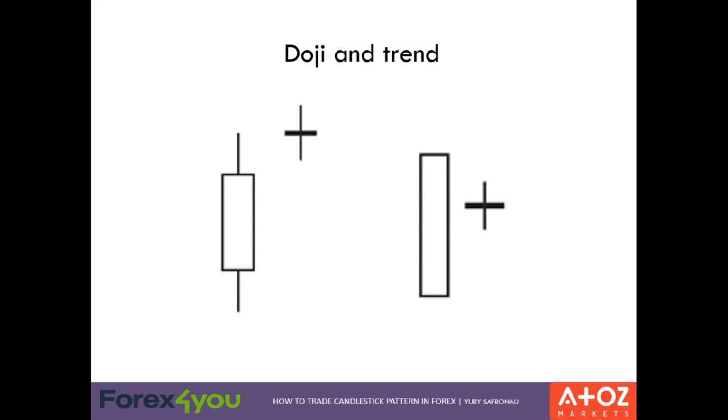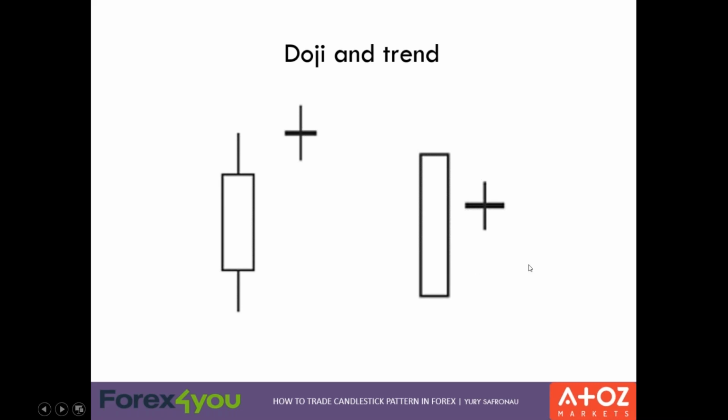Doji indicate that the forces of supply and demand are becoming more evenly matched, and a change in trend may be near. Doji alone are not enough to mark a reversal, and further confirmation may be warranted.